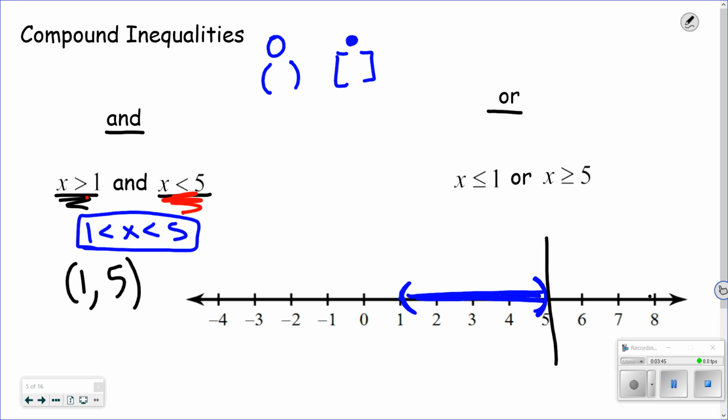So these two answers are the same thing. Okay, they mean the same thing. Okay, let's do an OR problem. So if I come up here, has x is less than or equal to 1. So let's do that one. Do that one in blue.